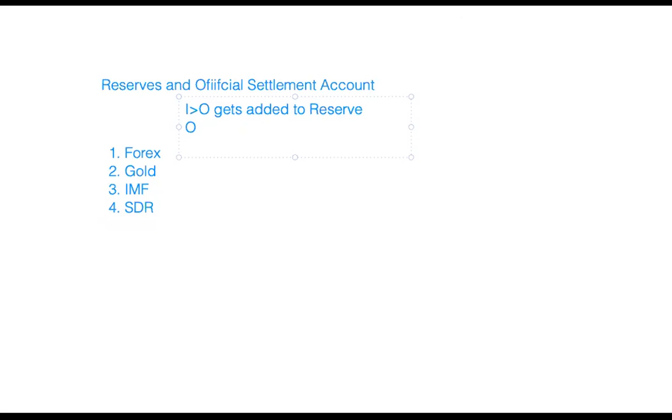If there is more of outflow than inflow, I pay out.